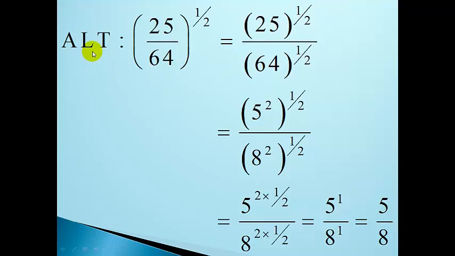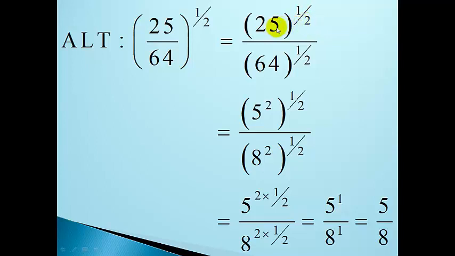Now let's look at an alternative approach of solving the same problem. We were given 25 over 64 exponent half in the question. Now according to the third property, this is equal to 25 raised to the power half divided by 64 raised to the power half. Now our concentration is on the exponent. The exponent is half. The denominator of the exponent is 2.